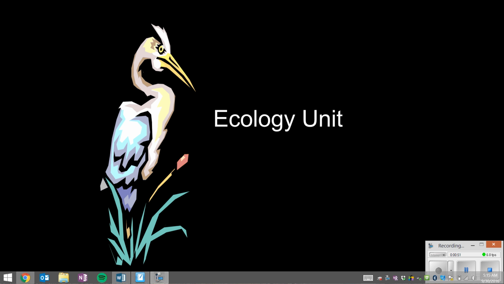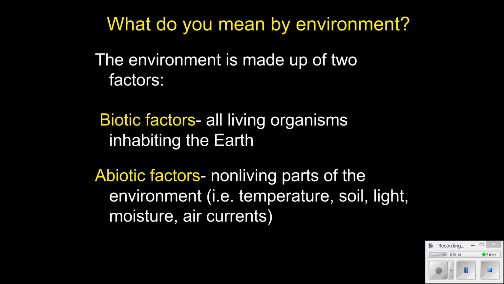Okay, so let's get started. This unit is on the last bit of ecology that we're going to talk about, which is energy flow. As we get into this, we're just going to look at basic feeding relationships and then how energy moves through an ecosystem. First thing we're going to talk about are ecosystems and what makes up ecosystems.